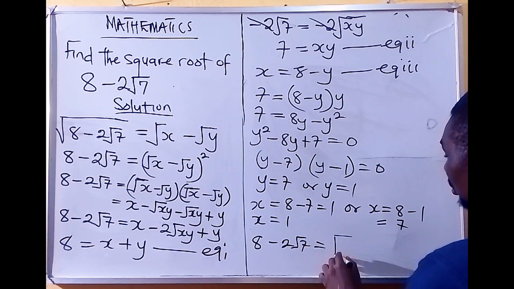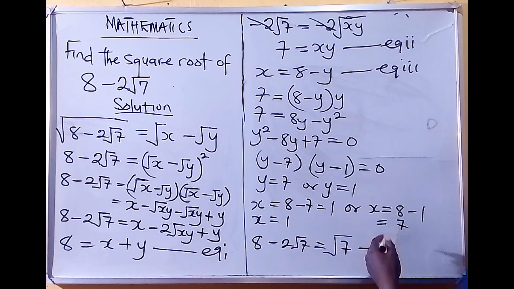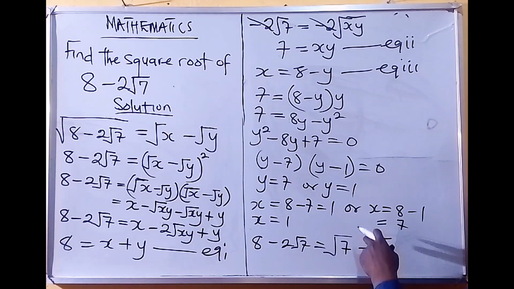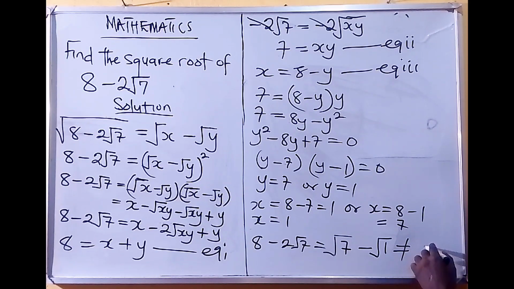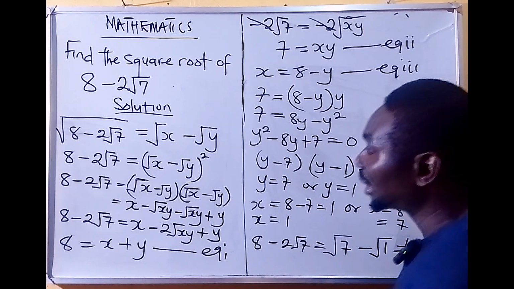So we write root 7 minus our y, which will now be root 1, since our y is 1. So 8 minus 2 root 7 is equal to square root of 7 minus square root of 1, which is equal to square root of 7 minus 1. And this is the final answer.